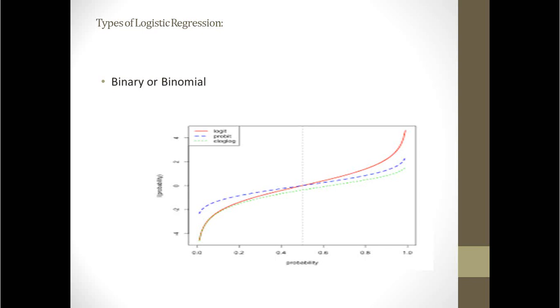The first type is binary or binomial. In this kind of classification, a dependent variable will have only two possible types, either 1 or 0. For example, these variables may represent success or failure, yes or no, or win or loss.